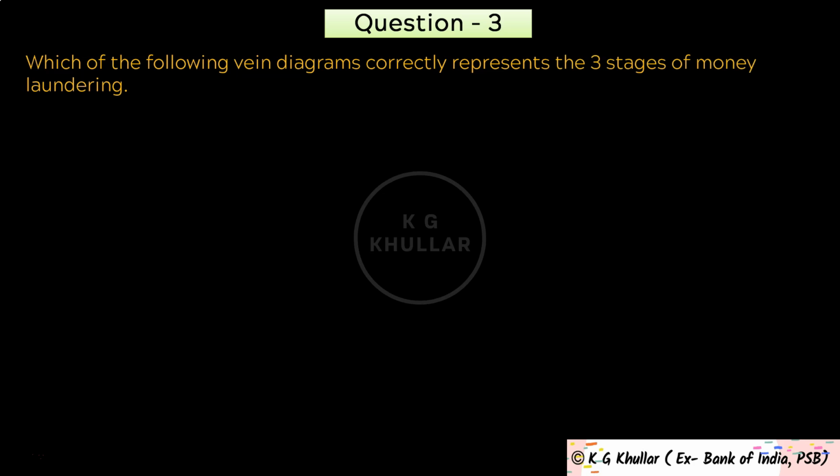Next question is, which of the following Venn diagrams correctly represents the three stages of money laundering? And these options are given to you.